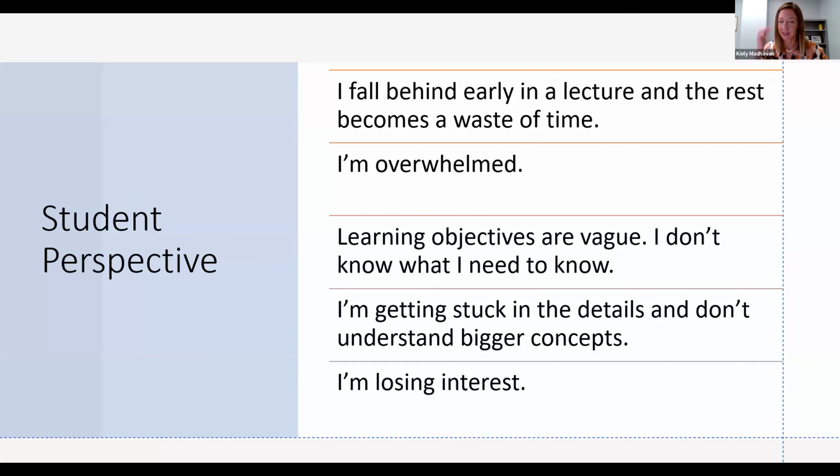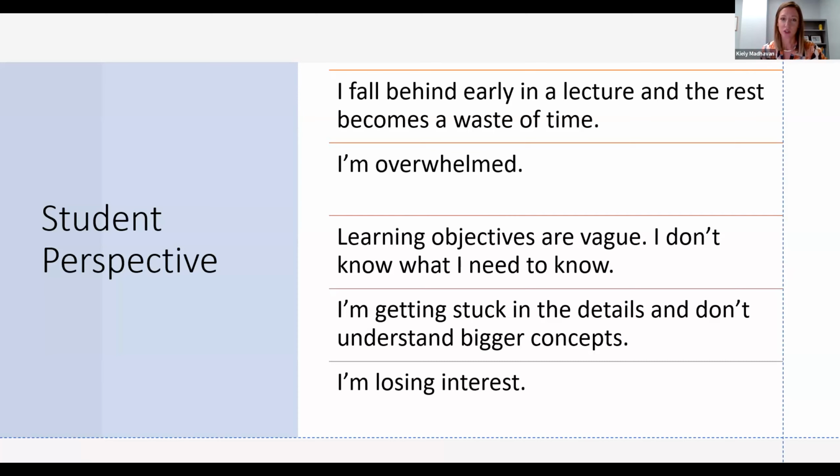One being that I fall behind early in a lecture, and then the rest becomes a waste of time, or I'm completely overwhelmed with the amount of information. So these would be our students, as both GV and Jeff discussed, they're novices. They don't have those schemas yet. So it's very easy, if they're overloaded early in a lecture, that they just can't keep up and they stop learning from that point forward.